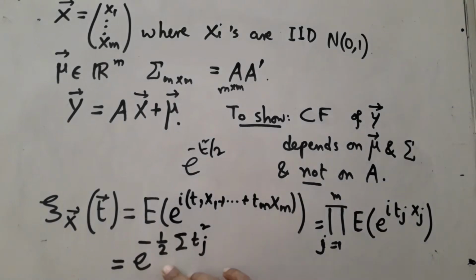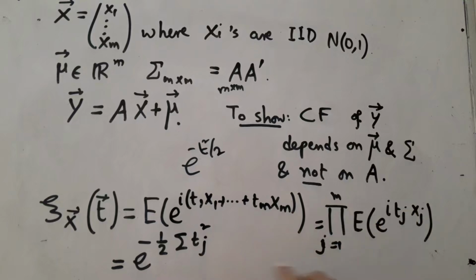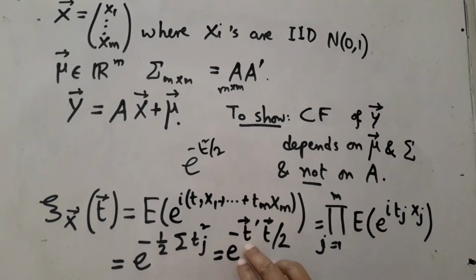So we are going to apply this for tj in place of t: e to the power minus half summation tj square, because each one of them contributes a tj square. When you are multiplying the exponentials, the exponent becomes the sum. Now this we can write using vector notation as e to the power minus t transpose t, that is the dot product between t and itself, or the norm square of t, divided by 2.